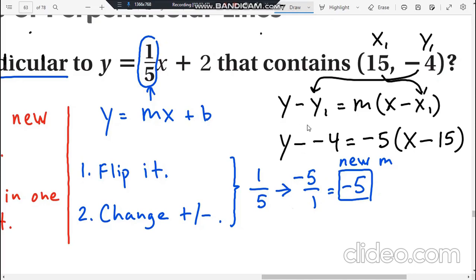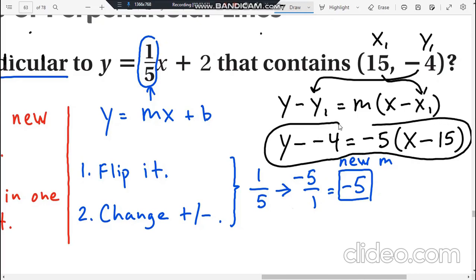All right, so that's it. The only step at the end is to change the two negatives in a row to positive. So it's really y plus 4 equals negative 5 times x minus 15.